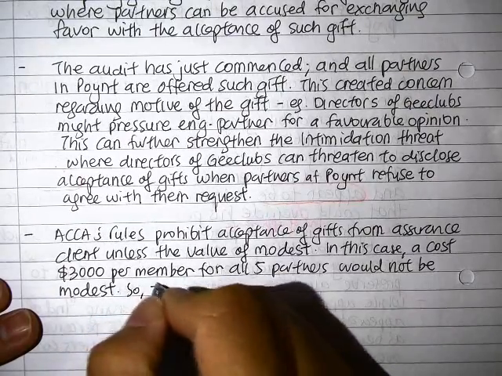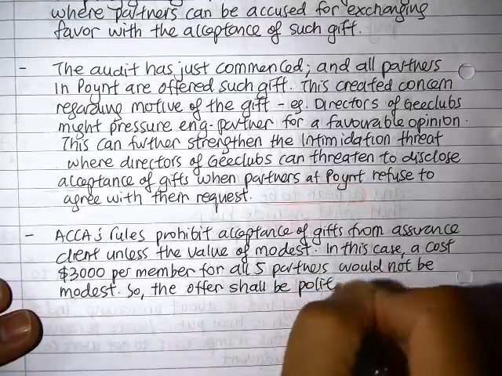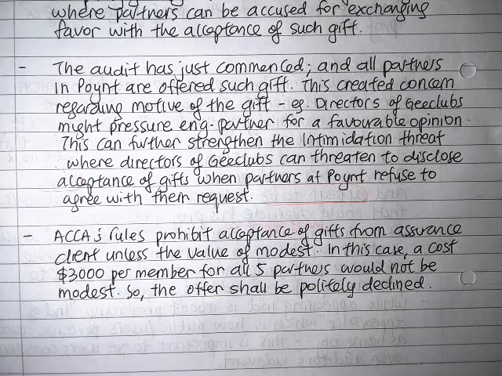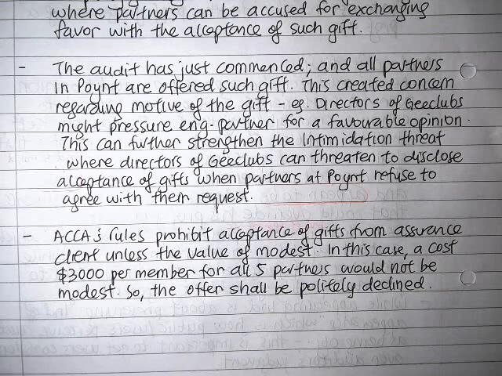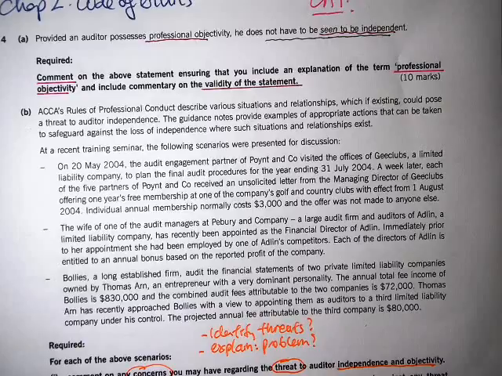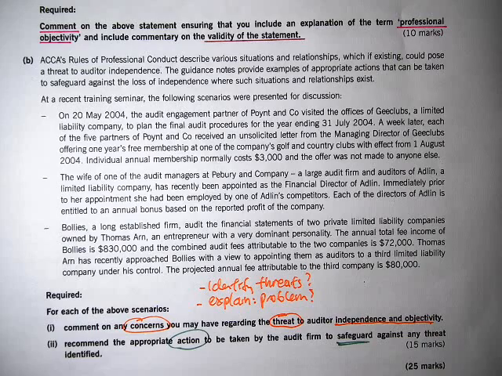If not, why must the question say that it is 3,000, right? So in this case, a cost of 3,000 per member for all the five partners would not be modest. And it's a very big issue here in the sense that they've not made this kind of offer to anyone else. So it's not part of the norm for them to do this kind of thing. Okay, so if that's the case, it becomes a very different situation that is solely made to the partner and the value is not small.